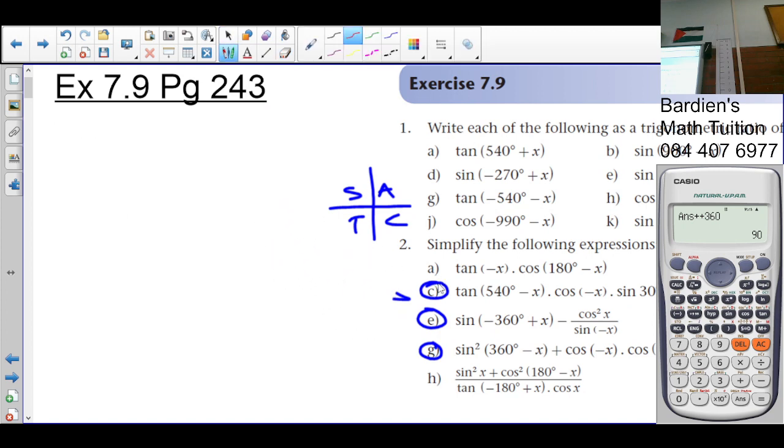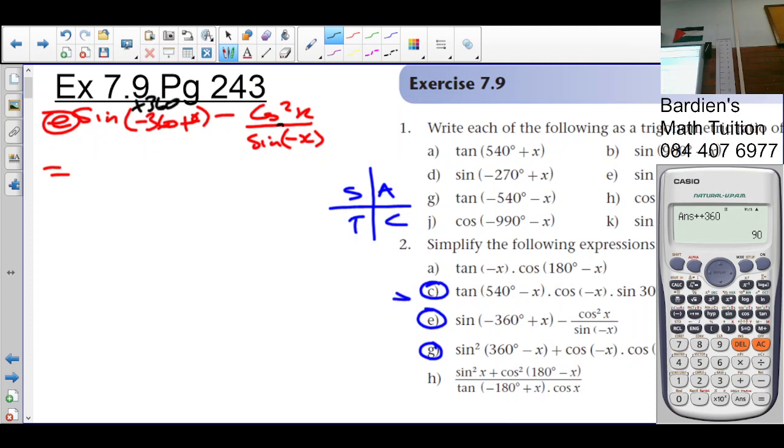Let's go to E. You've got sine of negative 360 plus x, minus cos squared x over sine of minus x. So what do I do now? Add 360. If I add 360, I just get simply sine x, minus cos squared x over sine of 360 minus x.